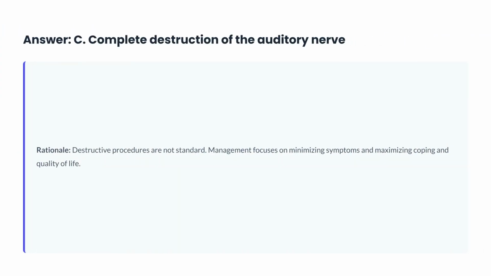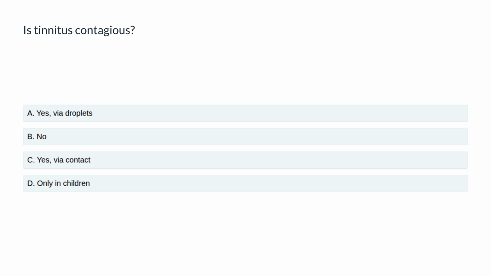Which of these is not a goal of tinnitus management? A. Reducing the perceived volume. B. Decreasing emotional distress. C. Complete destruction of the auditory nerve. Or D. Improving coping strategies? The answer is C. Complete destruction of the auditory nerve. Management focuses on minimizing symptoms and maximizing coping and quality of life, not destructive procedures.